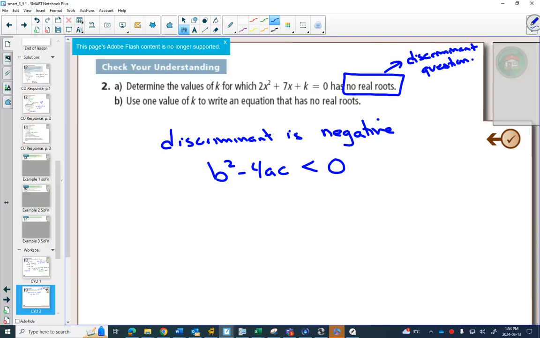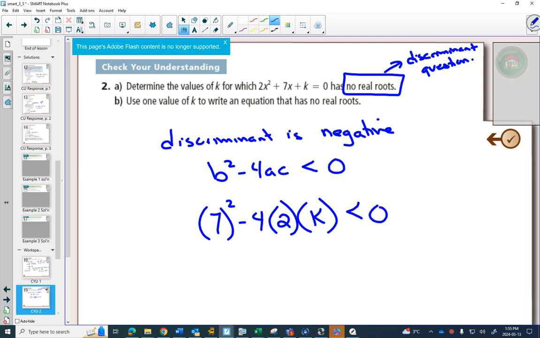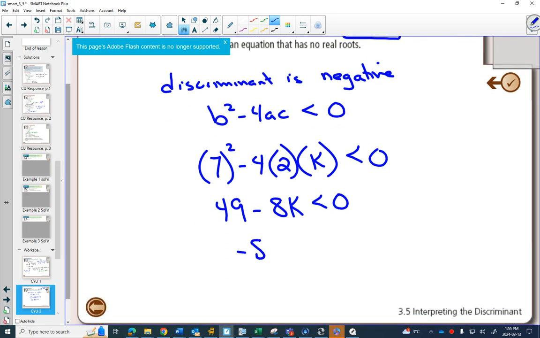Well, we know that the b value is 7, so I know that 7 squared minus 4, I know my a value is 2, and my c value, that's the one I didn't know, that's k. This has to be less than 0. So a little bit of math here. 7 times 7 is 49, minus 4 times 2 is 8k, has to be less than 0. And we want to get k by itself. So I can move the 49 over. Oops, not an equal sign. It's a less than sign.